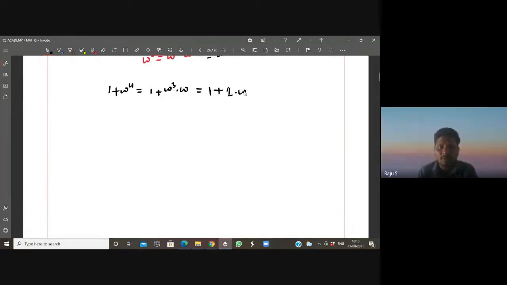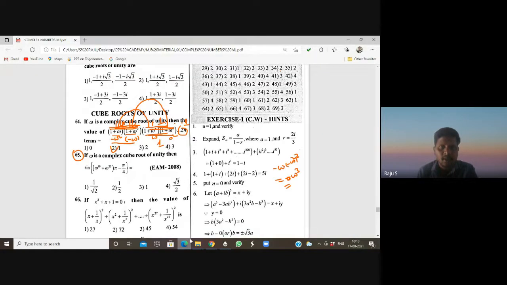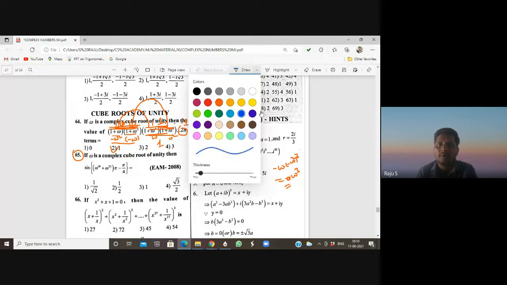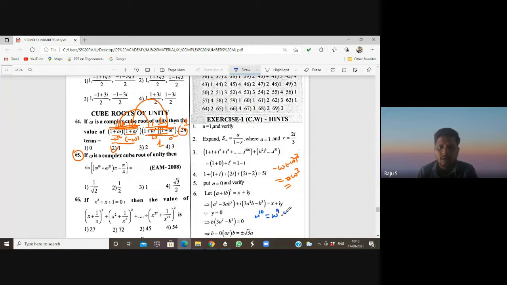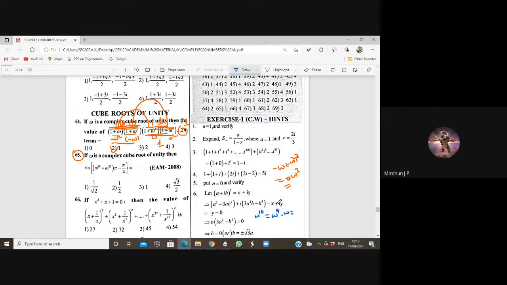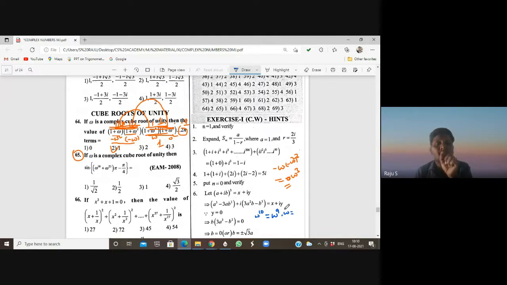1 into omega is nothing but 1 plus omega. Okay, right, so that is the answer. Next one is sine of omega power 10. Anyone, what is omega power 10? Omega cube into omega... we can write omega power 9 into omega. What is omega power 9? 9 is a multiple of 3, so it will be 1. So finally, this is omega.